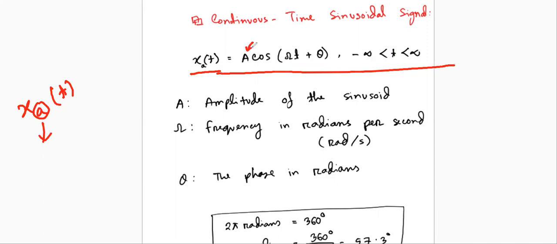Then A cos(Omega t plus theta), where t can be from minus infinity to plus infinity. It shows that this is an infinite signal. Minus infinity, what is the concept of minus infinity? t equals 0 means this is the present, and t plus infinity is the future, minus infinity is the past. So, a very simple concept from the time domain.